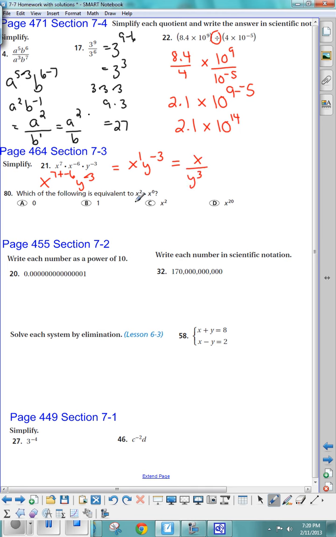For number 80, which of the following is equivalent to x squared times x to the 0, you keep the x, and you add the exponents. So x to the 2 plus 0 is x squared.